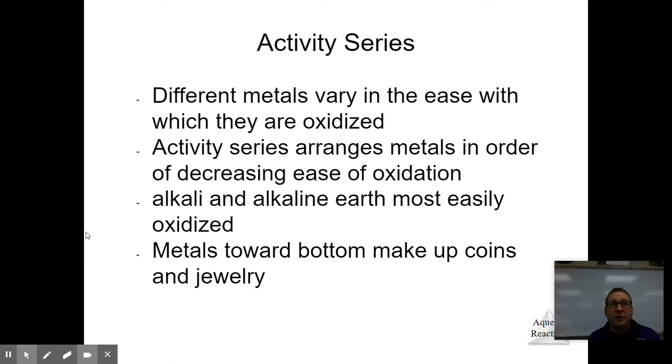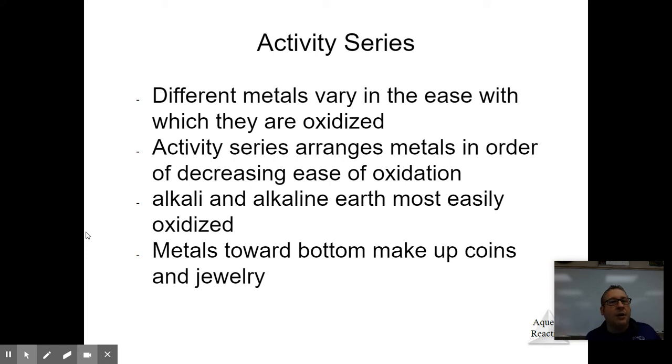Different metals are going to vary in the ease with which they are going to be oxidized. So some metals don't like to have their electrons stripped away from them. So basically, they don't like to react. The activity series is going to arrange those metals in order of decreasing ease of oxidation. So the higher up a metal is on this series that we're going to see, the easier it is to strip away electrons. The easier it is, therefore, to be oxidized.